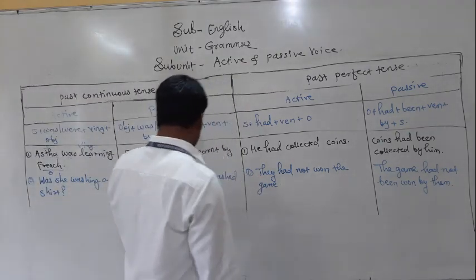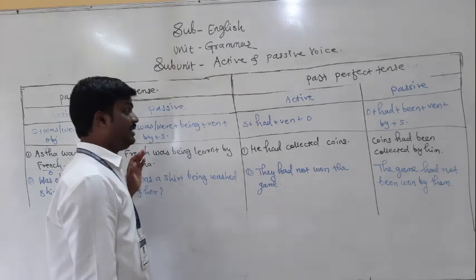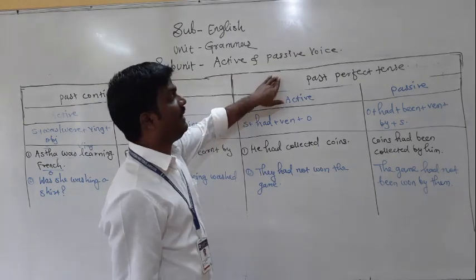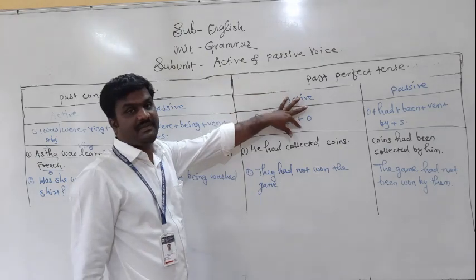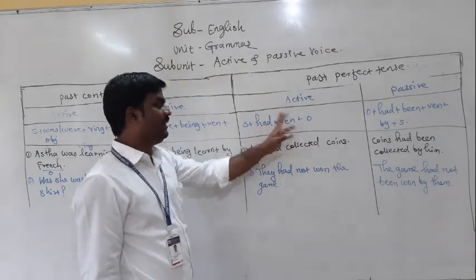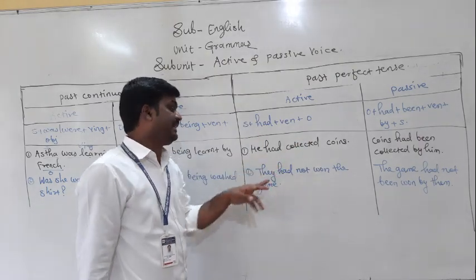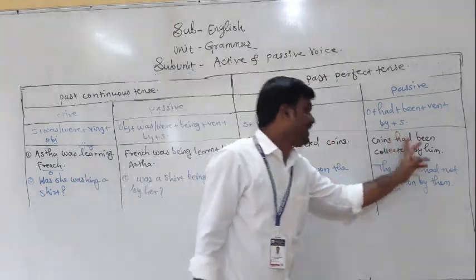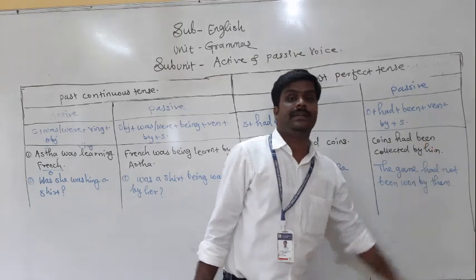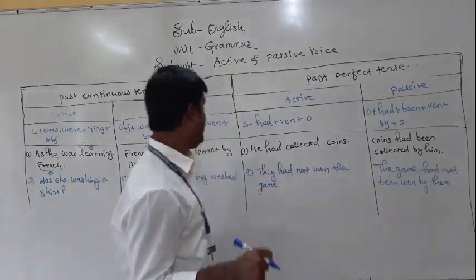Next, see here, the next tense, that is the past perfect tense. Subject plus had plus third form of the verb. He had collected coins. Coins had been collected by him.